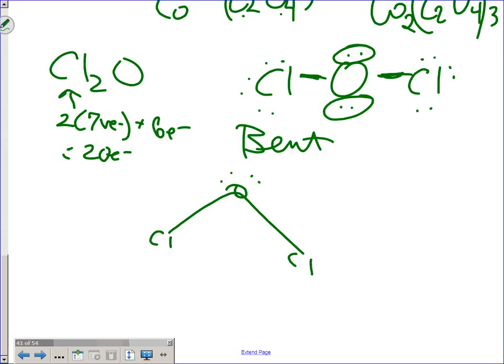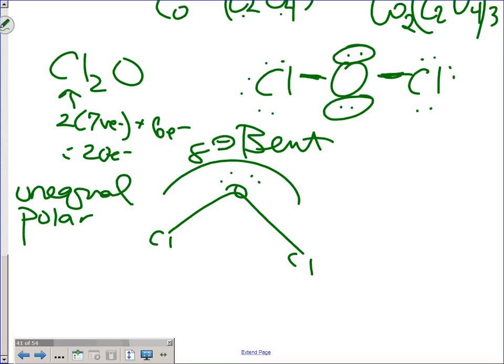What would you say about its polarity? Is there an equal distribution or an unequal distribution of electrons? Unequal. So unequal means polar or nonpolar molecule overall? Polar molecule overall, because you have an end that's partially negative, and this end's partially positive just because it doesn't have the extra lone pair.